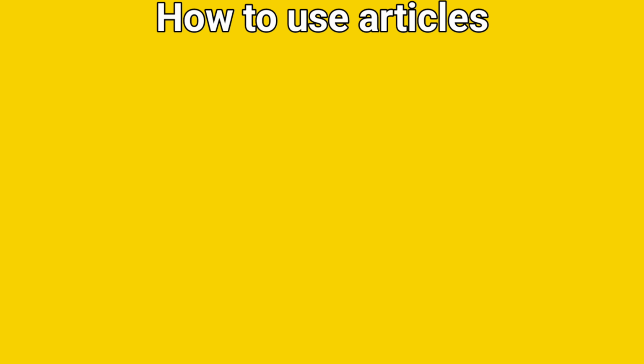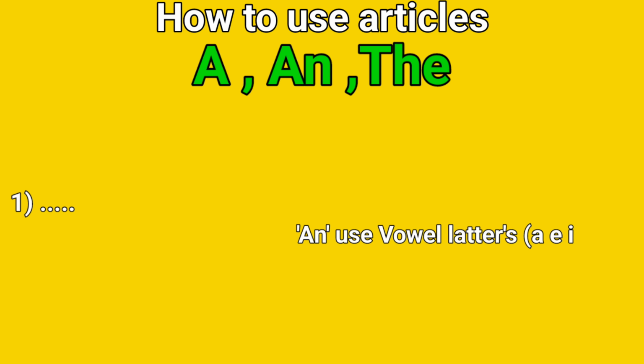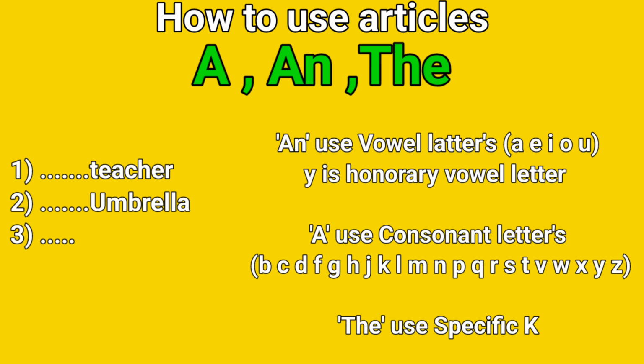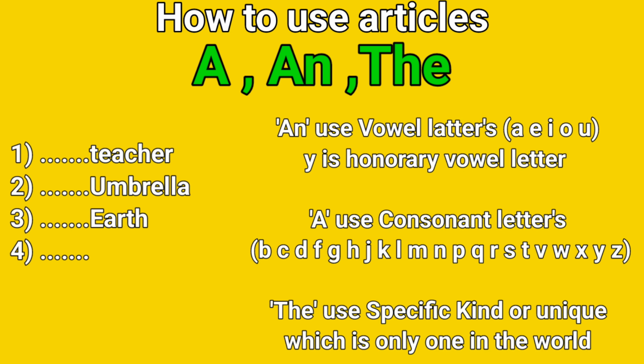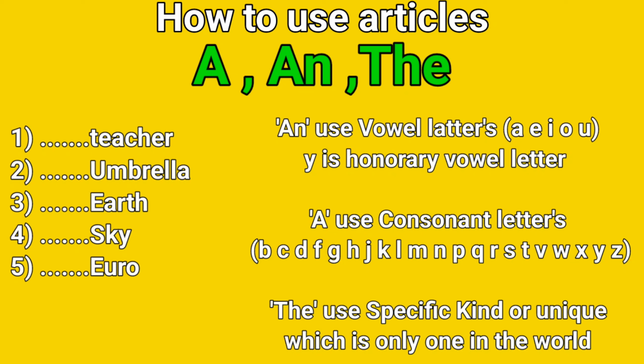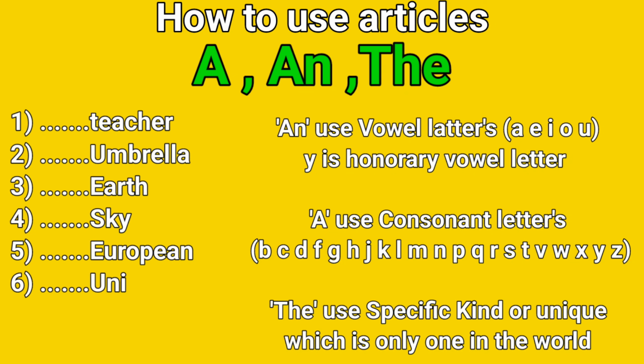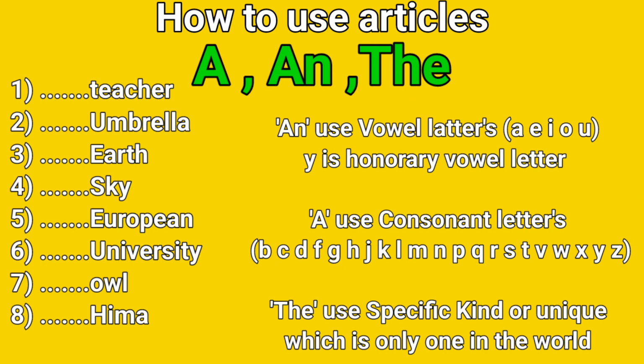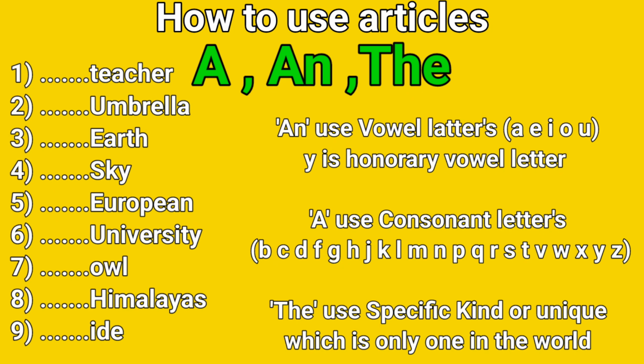How to use articles a, an, and the. Use an before a vowel letter like a, e, i, o, u. Use a before a consonant letter like b, c, d, f, g, h, j, k, l, m, n, p, q, r, s, t, v, w, x, y, z. Use the for a specific kind or something unique, which is only one in the world.